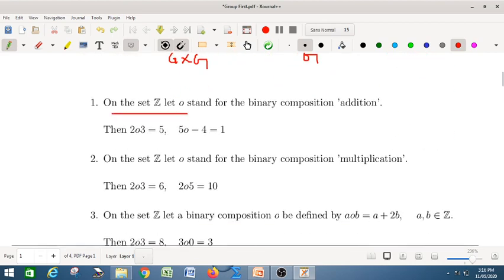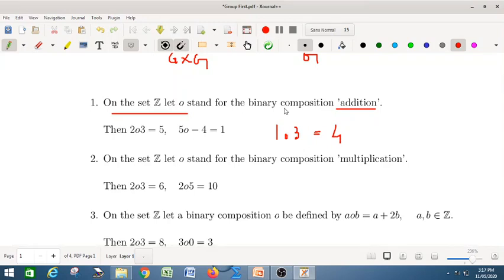So let's have an example. On the set Z, the set of integers, circle stands for the binary composition addition. Then 2 circle 3 equals 5, because 2 plus 3 is 5. 5 circle minus 4 is 1, and so on. 1 circle 3 is equal to 4, and so on. So this is how you define the binary composition addition on the set of integers.